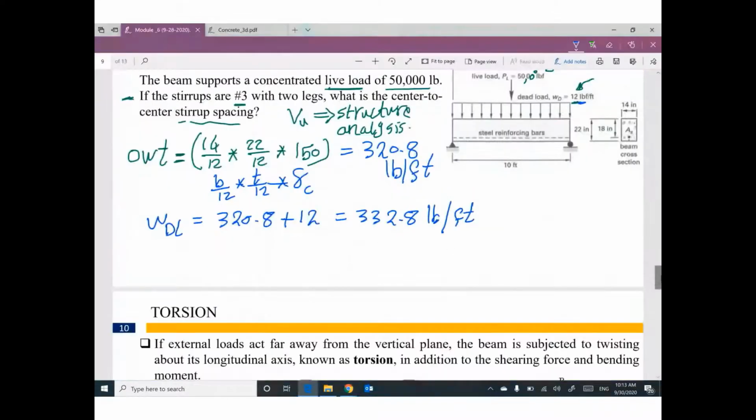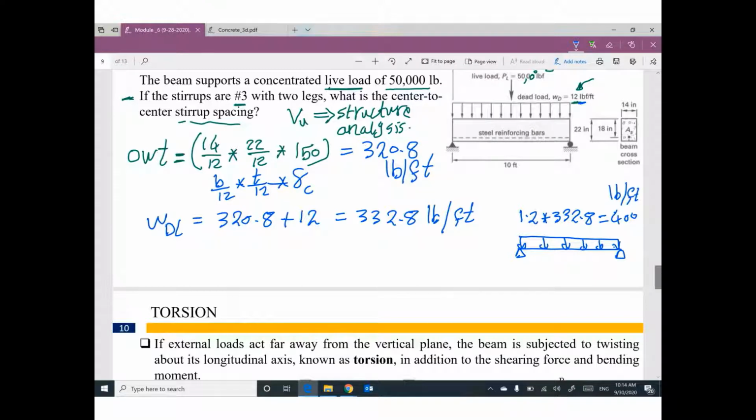So one by one, for dead load, we have a uniform distributed load, and this uniform distributed load is a dead load. So your final dead load will be 1.2 times 332.8. Go ahead and multiply this number by 1.2. It will be 400 pounds per foot.